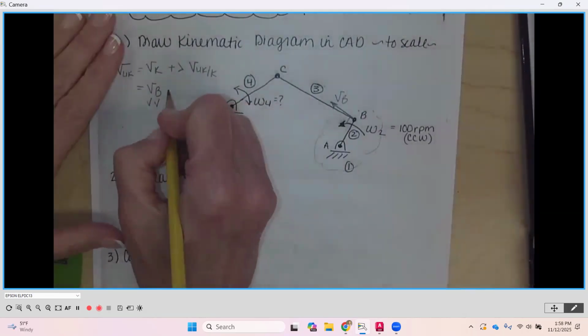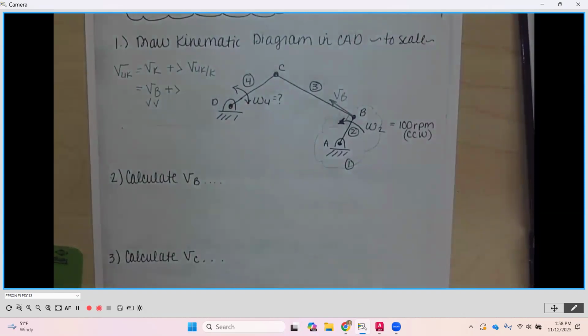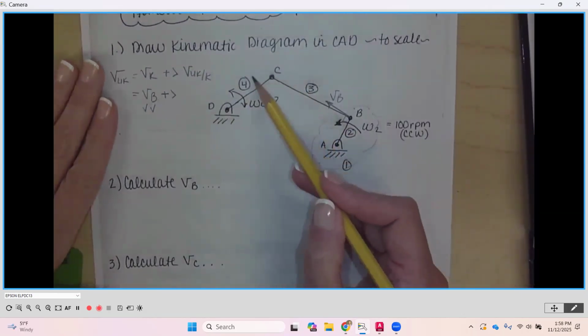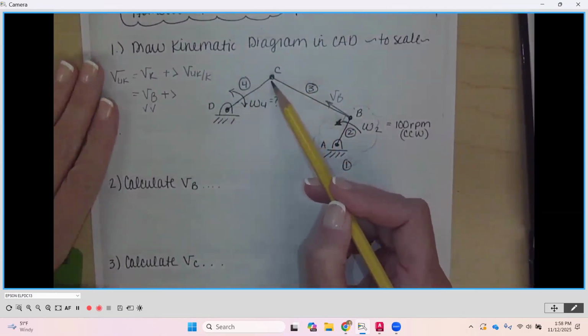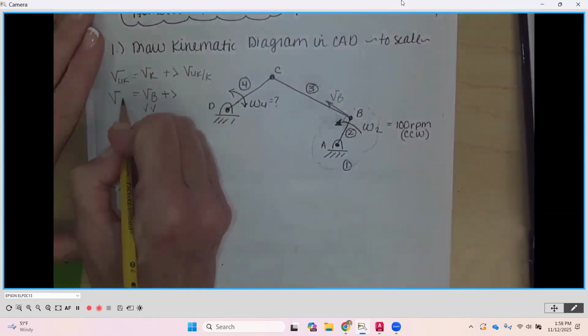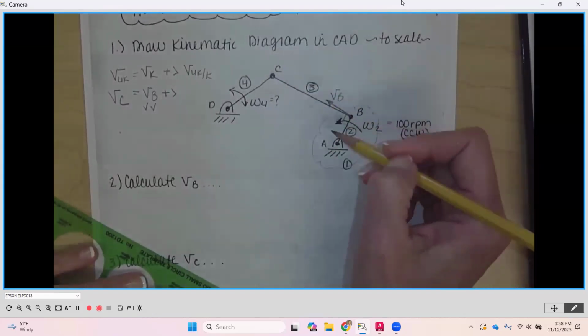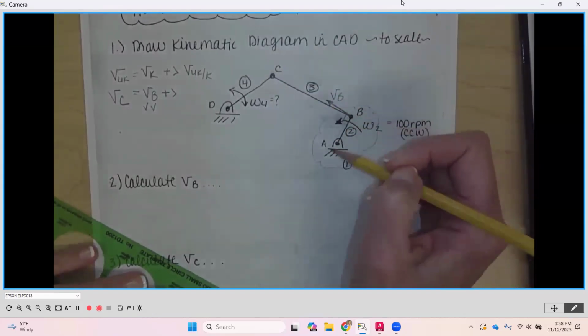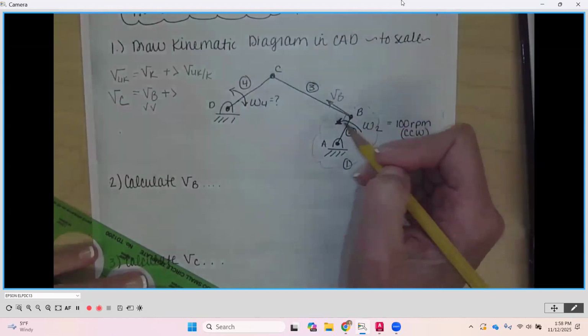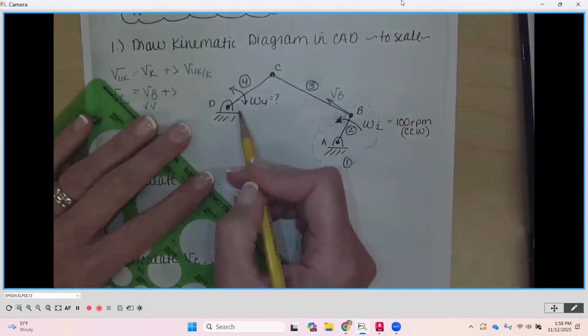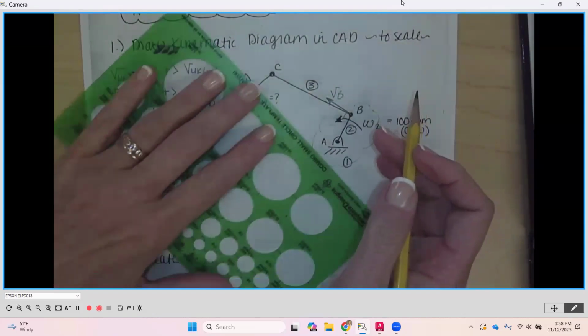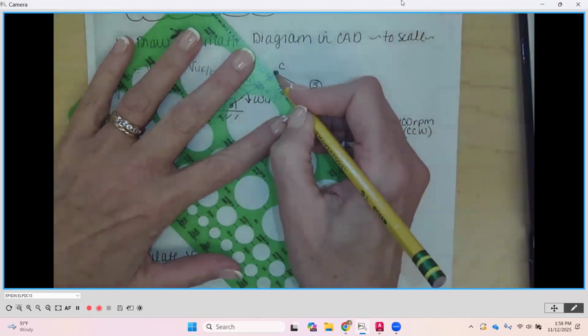Plus vectorially. Okay. We're going to leave that open. The unknown velocity is going to be at the end of link number 4, which is going to be the velocity of C. Okay. So the velocity of C is going to be our unknown. It's dependent or relative to what's going on at B.